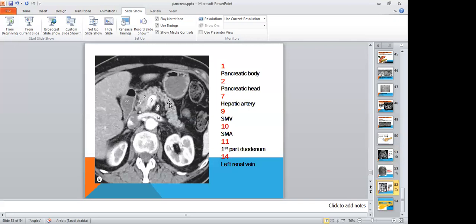CT image cross-sectional. Number 1 is the pancreatic body. 2, pancreatic head. 7 is the hepatic artery. 9, superior mesenteric vein. 10, superior mesenteric artery. Gallbladder, first part of the duodenum, and left renal vein.